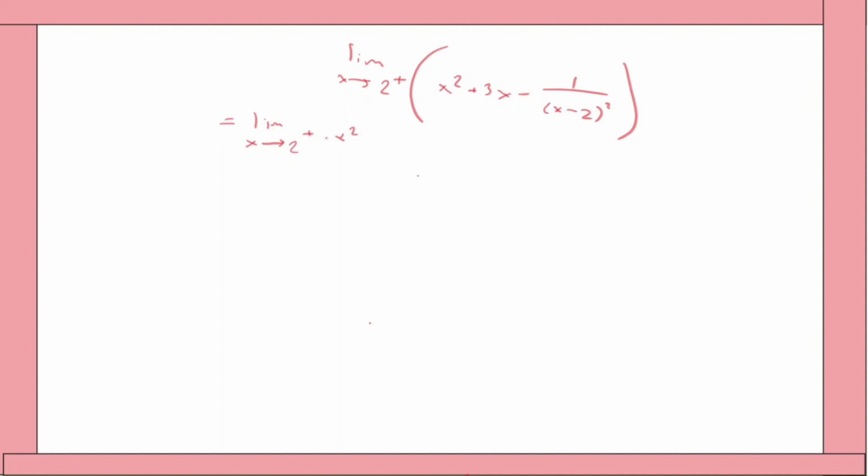So let's just say we're breaking up the limit, and this is perfectly fine. We're just going to be breaking each one up in its own limit. So the limit as x approaches 2 from the right of the 3x, and then the limit as x approaches 2 of 1 over (x minus 2) squared.